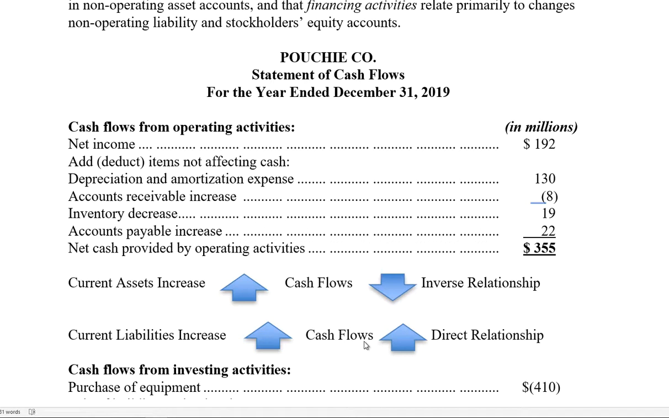But then if you have a liability that decreases, then it's going to also decrease cash flows. So that's a direct relationship, okay? And if you learn that, if you just kind of memorize it, then you can work almost any statement of cash flows problem that's in almost any accounting textbook.